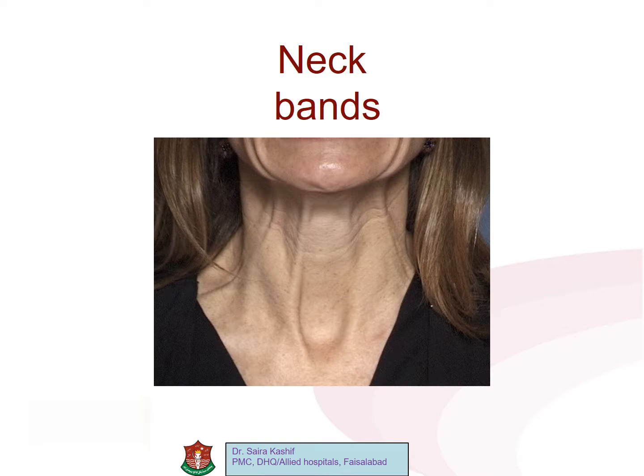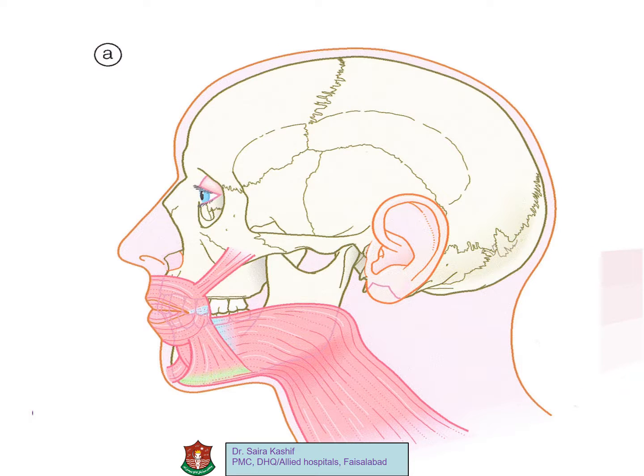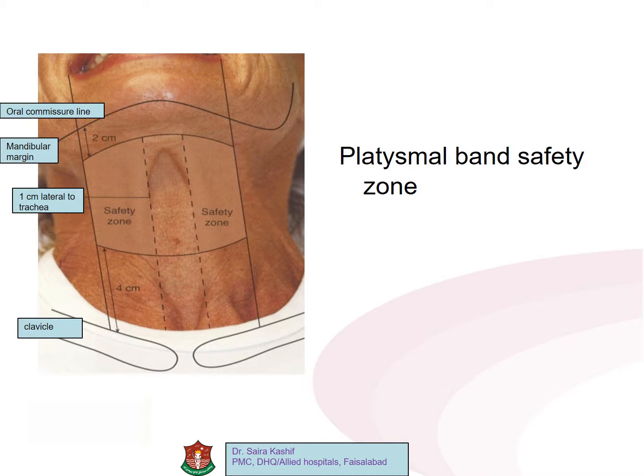Now, these are the neck bands. These are the bands which run from the mandible to the clavicle. These are produced due to the contraction of the platysma. The platysmal muscle runs across the anterior and the lateral part of the neck and covers the lower half of the face. This is the safety zone for the platysmal band.